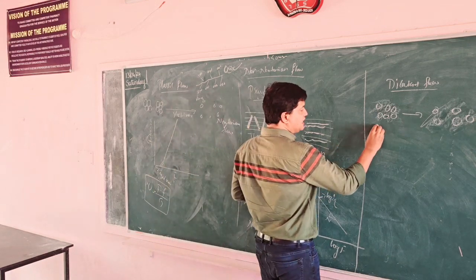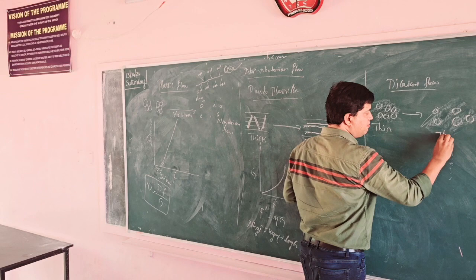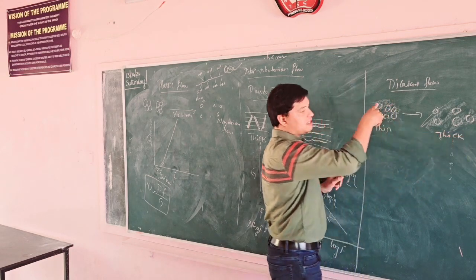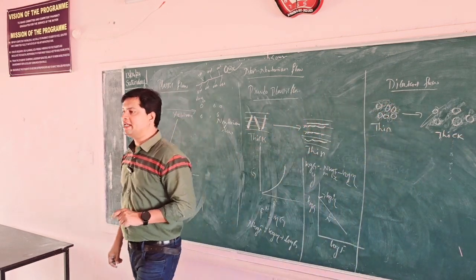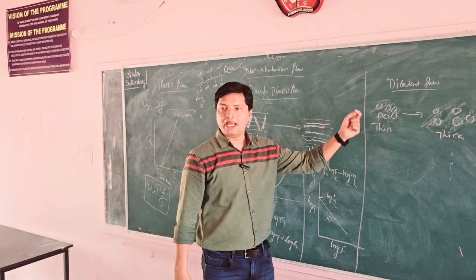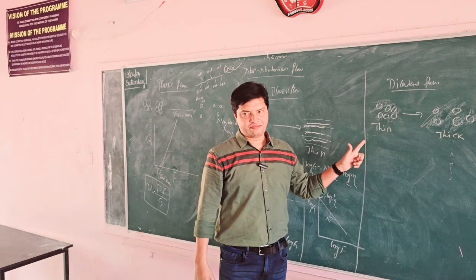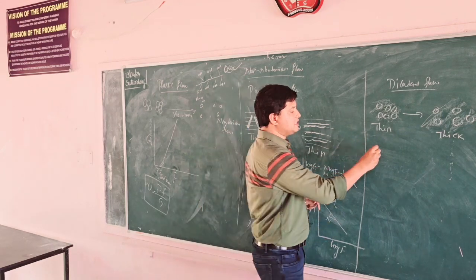So initially it is thin. Now after applying shear stress, it will become thick. Hence the name is shear thickening system. This system will become thick when you apply shear. Okay, how to represent this in the graph?